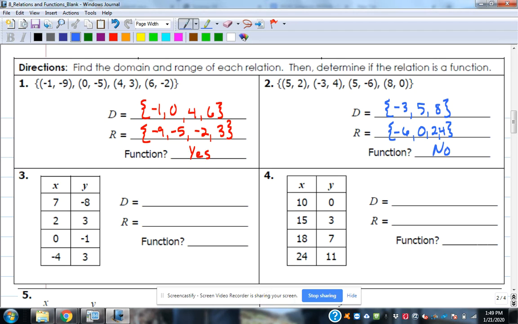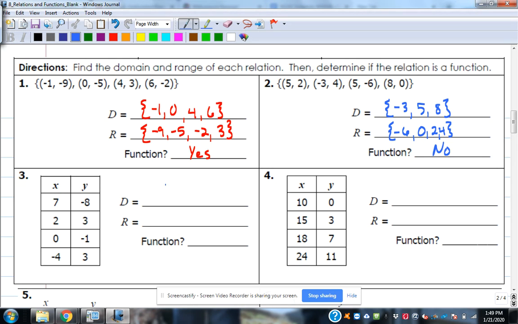Example 3 and example 4 are no different than examples 1 and 2. They just list the ordered pairs in a table. Yeah, to me it's easier to read. I don't get so confused with all the commas and things. It also makes it easier for me to find the domain and range, right? Because the domain's all the left side and the range is all the right side. And that's easy to do.